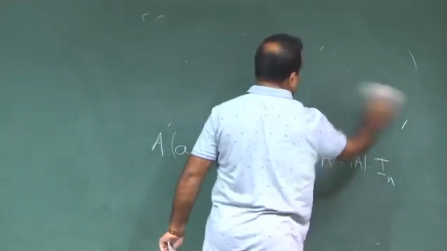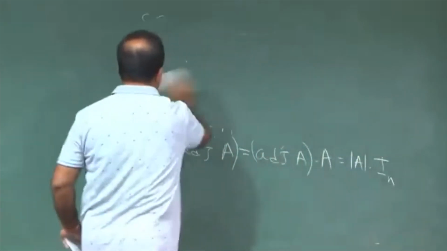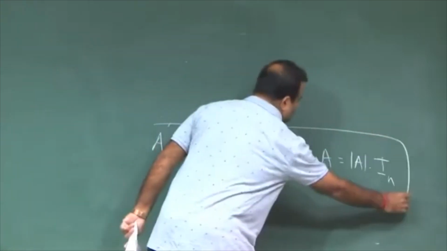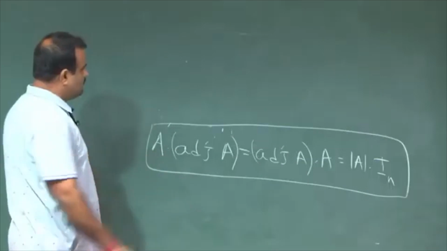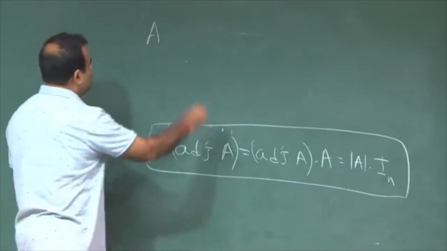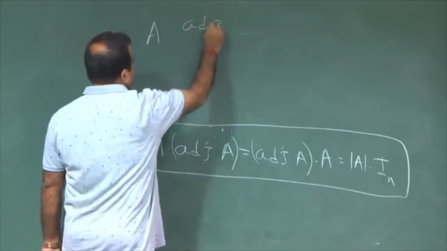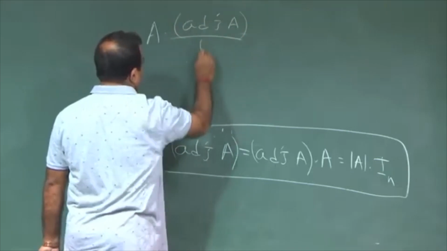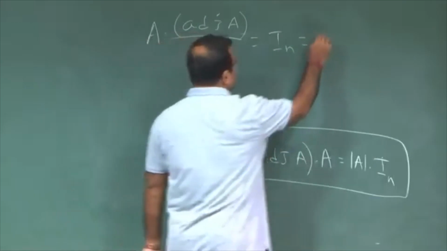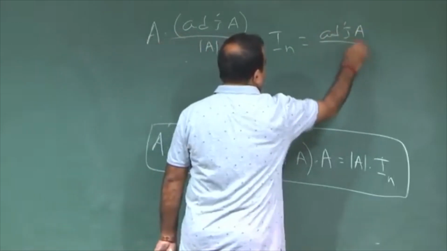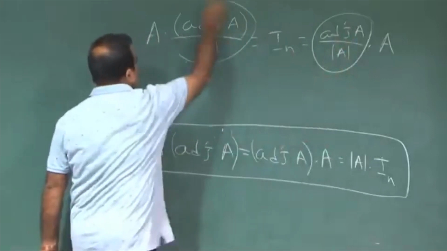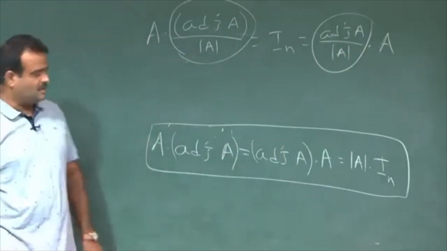Now, if A is non-singular, then the determinant is non-zero. From this result one can prove it. Then we can divide this by the determinant. So, A into adjoint of A by determinant of A is equal to identity, from both sides, adjoint of A by determinant of A into A. So, this is our B, and this is the inverse of A from the definition.